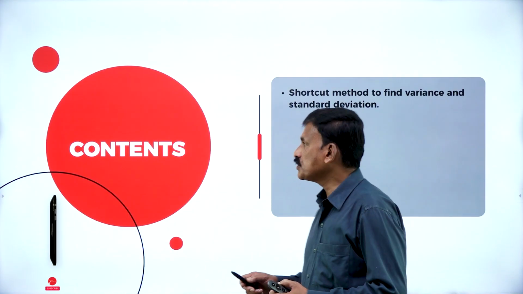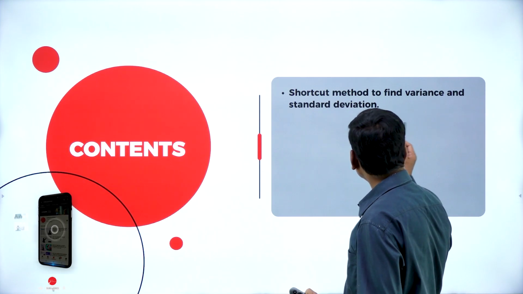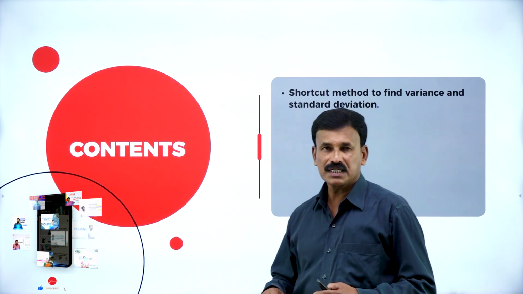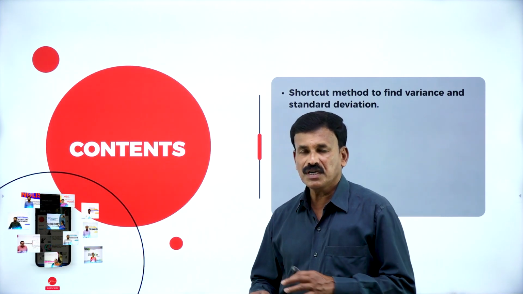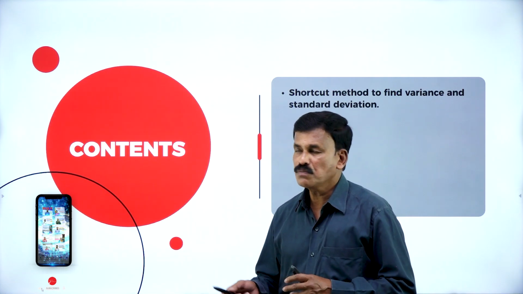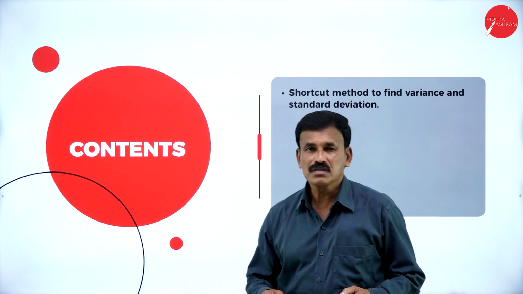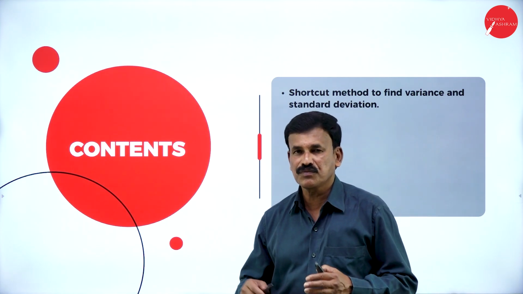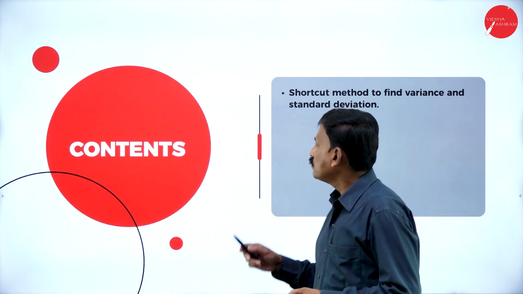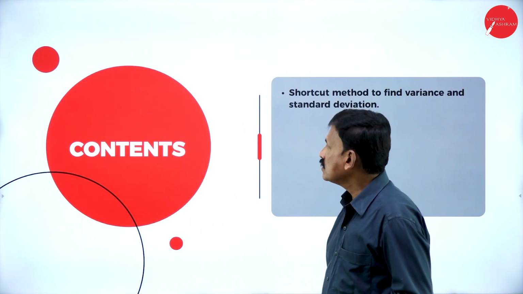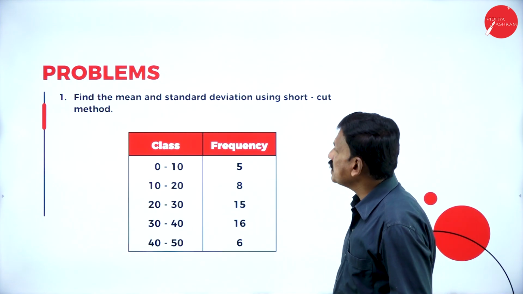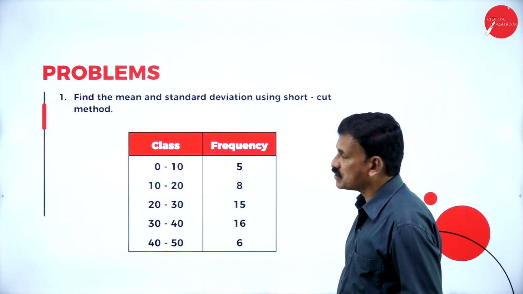Today in this session, I am going to discuss the shortcut method to find the variance and the standard deviation. So already we have discussed a few problems related to standard deviation and variance using the assumed mean method. Today I will take a few more problems related to variance and standard deviation. Now straight away move to the first problem. Find the mean and standard deviation using the shortcut method.